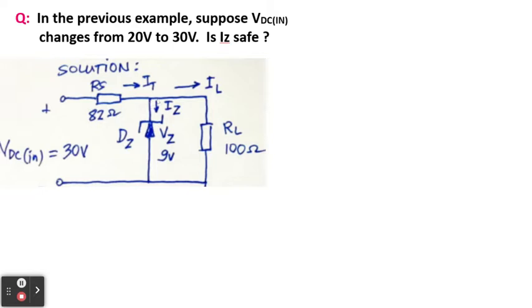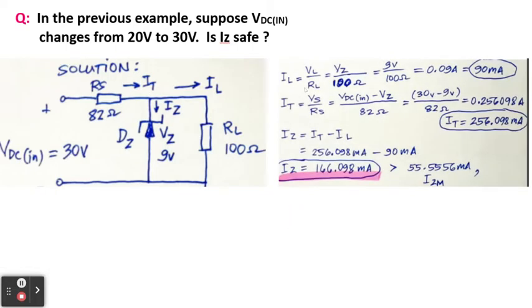At this point, we will have IL, which if we add it to IZ, will give us the IT. In the previous examples, we learned how to calculate the IL, and that is by dividing the VZ by 100 ohms or RL. Take note that VL is equal to VZ because they are in parallel. When we divide 9 volts by 100 ohms, the answer will be 0.09 amperes or 90 milliamperes.